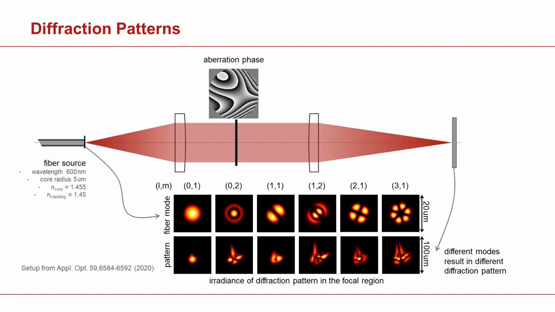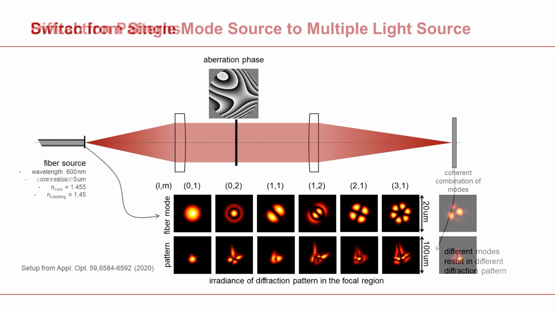Then we can also see the result at the focal region, including that aberration phase and what deformation that aberration phase imparts on that focal spot per mode, per fiber mode. But of course, the final result is a combination of all those modes. So we're also interested in seeing the coherent combination of all these modes that are being generated by our fiber.